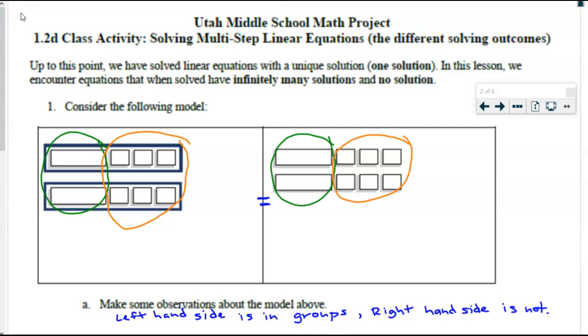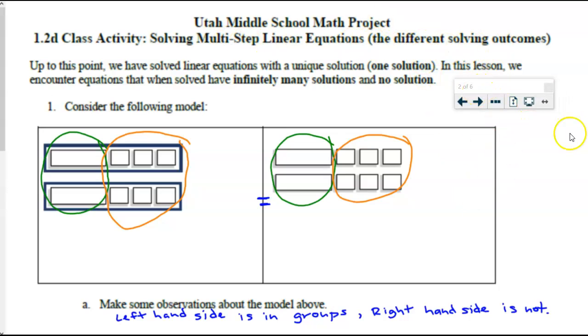All right, this is Utah Middle School Math Project 1.2D. This is the second video covering solving multiple step linear equations, focusing on the different solving outcomes. A quick recap of what we did in our last lesson.